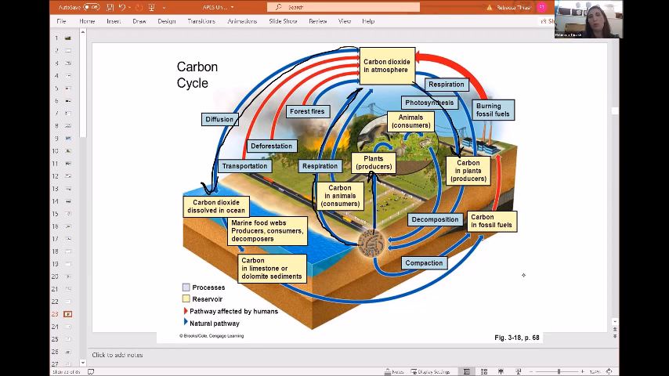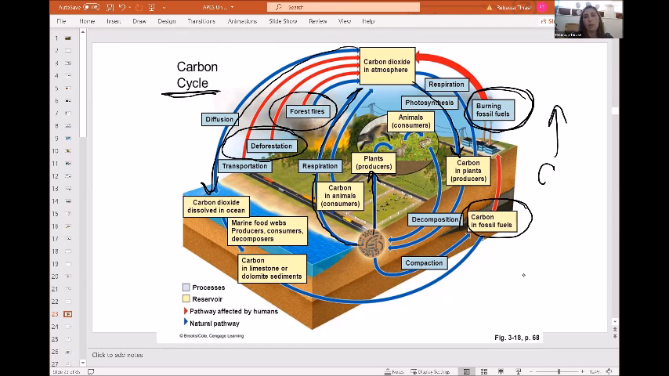Where we get into the human aspect of impacting the carbon cycle, it's going to be mostly with burning fossil fuels, releasing it from long-term storage, things like deforestation, and then of course, human-caused forest fires, like the ones that happened very recently last year. These things greatly increase the amount of CO2, which is more than what is typically being cycled back and forth between those biological processes.